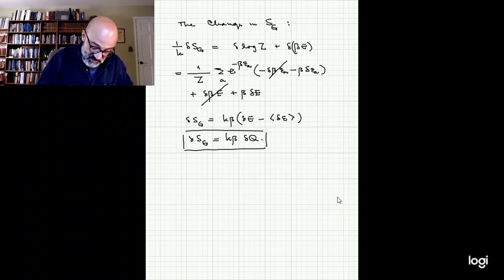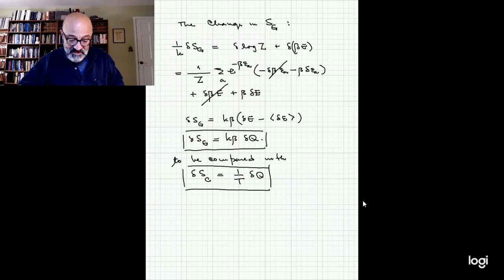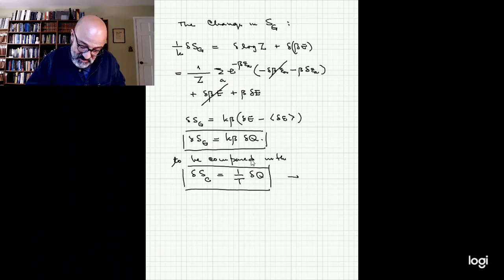This is the expression to be compared with the change in the Clausius entropy, which is 1 over T delta Q. So we see that we have already two indications that if we match the Gibbs entropy with the Clausius entropy, then K beta is 1 over T.